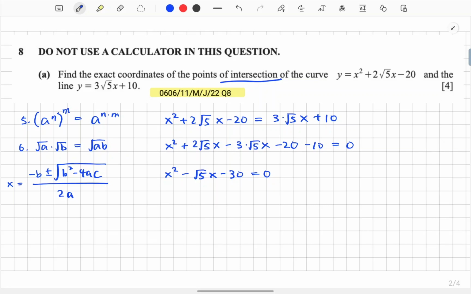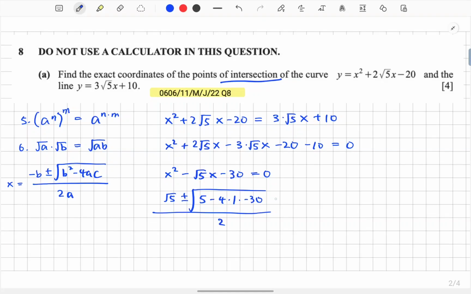Alright, so the negative b term, it will become the opposite of negative root 5, so it is positive root 5 plus or minus the square root of negative root 5 squared. It will become positive 5 minus 4 times the a term, which is 1, times minus 30. Then this is all over 2a. The a here is 1, so it is all over 2.